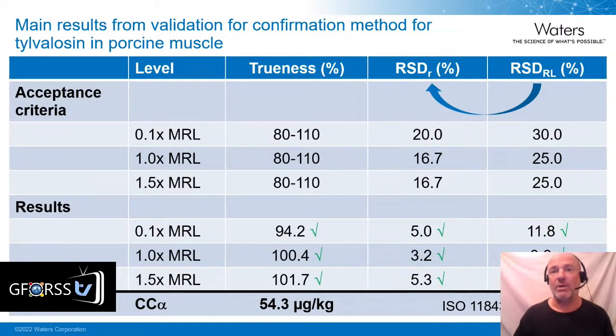This slide shows the main results from the validation. For trueness, we should be within a range 80 to 110% at these concentrations, and we can see from the measured values, the calculated values, that we are within that range. We can then also look at our reproducibility values, which have to be within this range, and we can see the measured values again are within the range. And then from the reproducibility, we can extrapolate back to our repeatability values. And again, we are well within the acceptable limits for repeatability. And then our CC alpha value is greater than the MRL as it's supposed to be, greater than 50 micrograms per kilogram, but should be as close as possible to 50 micrograms per kilogram.